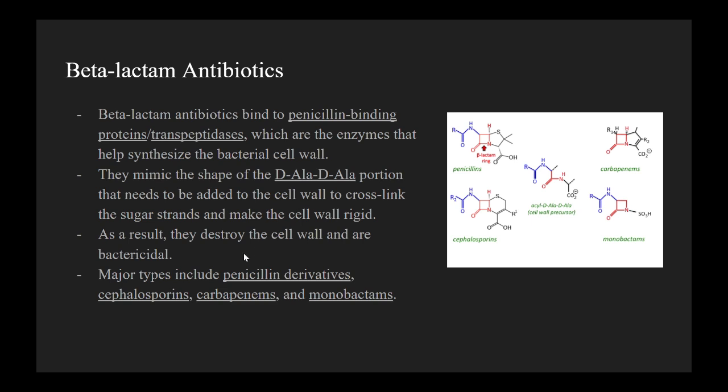And some types include penicillin derivatives. I'm sure you've heard of penicillin. The first antibiotic that was discovered, actually. And we have cephalosporins, carbapenems, and monobactams. These are just names of different types of beta-lactam antibiotics. So let me draw out real quick what's going on here.